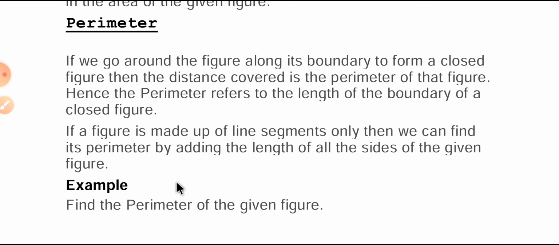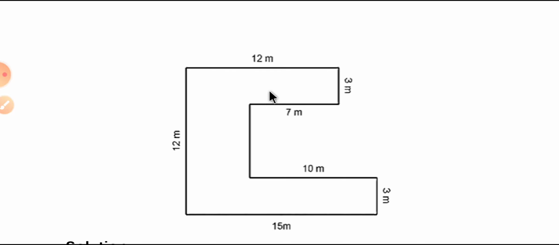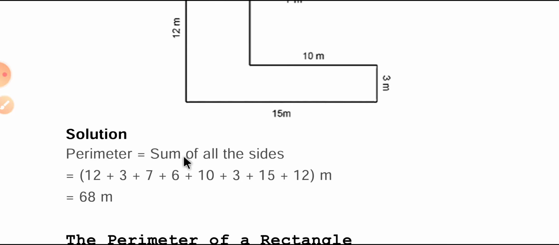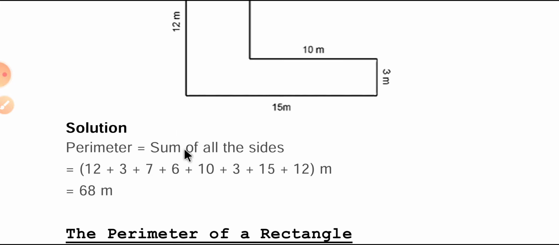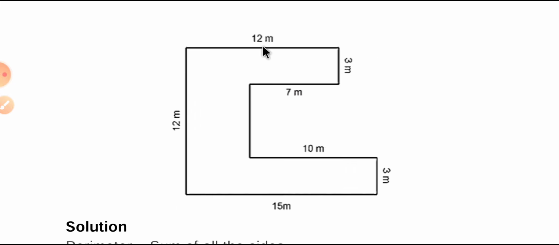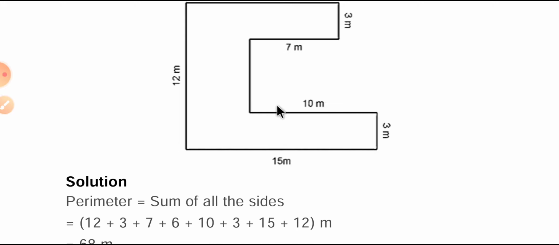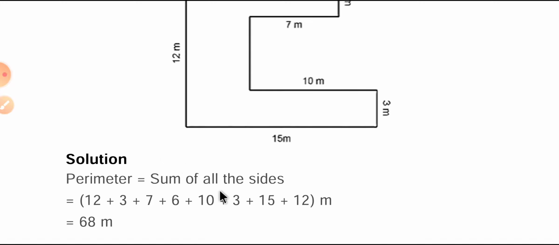Let us understand perimeter by one example. See, it is a closed figure and made up of only line segments. So how to find the perimeter? Perimeter means sum of all the sides. So add all the sides like 12 meter, 12 meter. We'll start from here. 12, 3, 7. You can see 12, 3, 7. Then 10, 3, 15, 12. So this is the perimeter of the given figure. So it is equal to 68 meter.